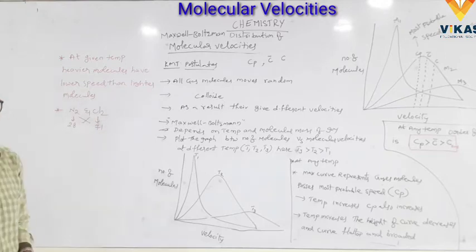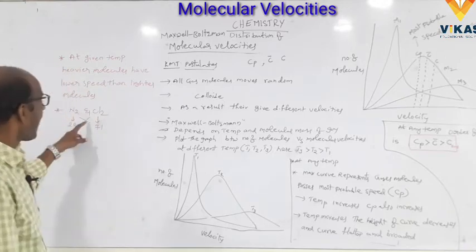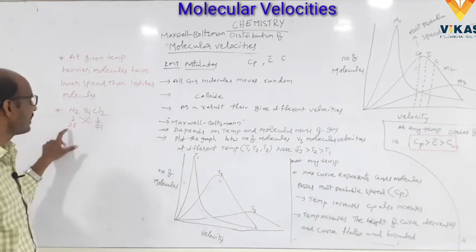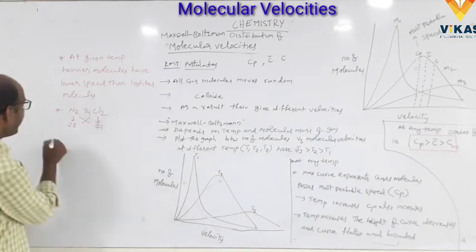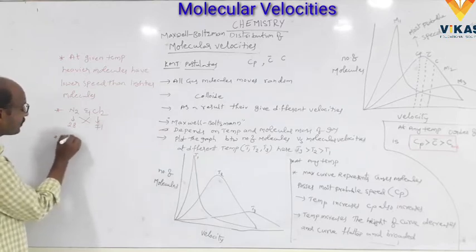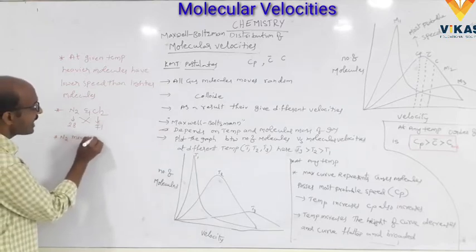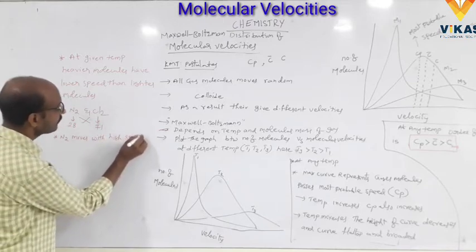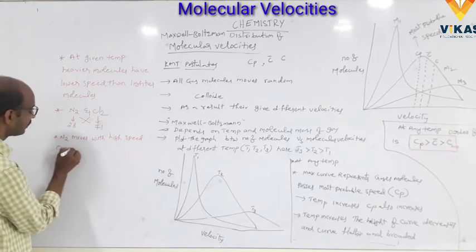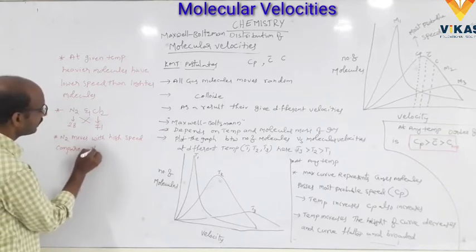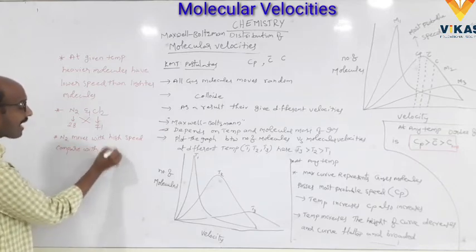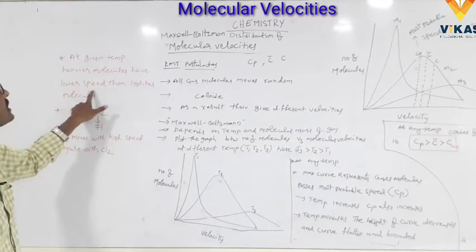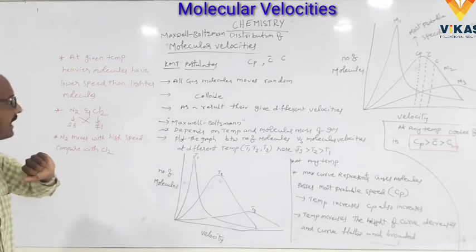Compare these two, N2 and Cl2. What is the highest molecular mass? Chlorine, Cl2. And lowest molecular mass? N2. So N2 moves with high speed compared with chlorine. Why? At a given temperature, heavier molecules have a lower speed than the lighter gas molecules.